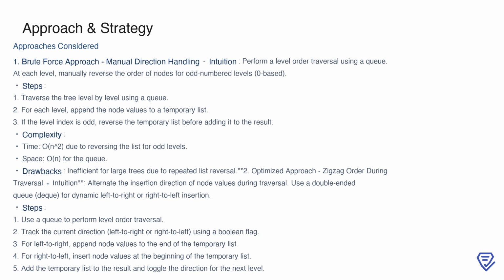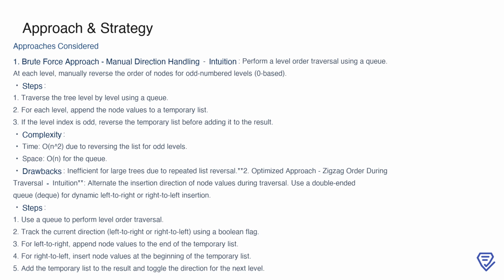While this approach is simple to understand, it has significant drawbacks. The repeated list reversal adds unnecessary overhead, leading to a time complexity of O(n^2) for large trees, which is inefficient. Additionally, it requires O(n) space for the queue, making it less optimal for larger datasets.